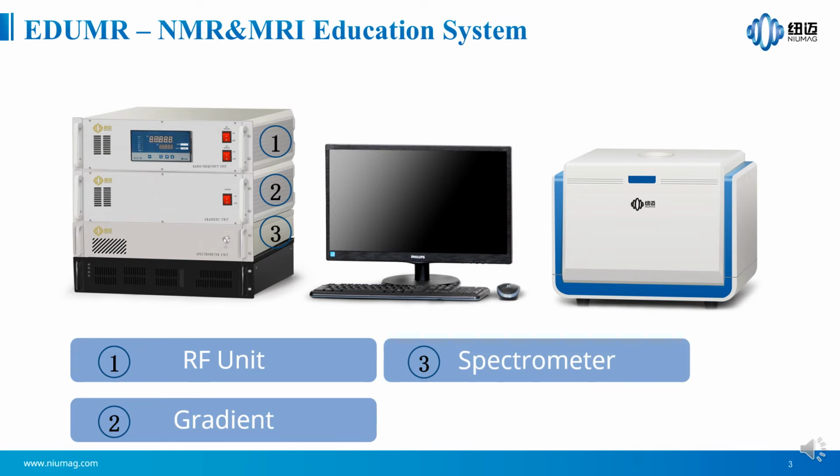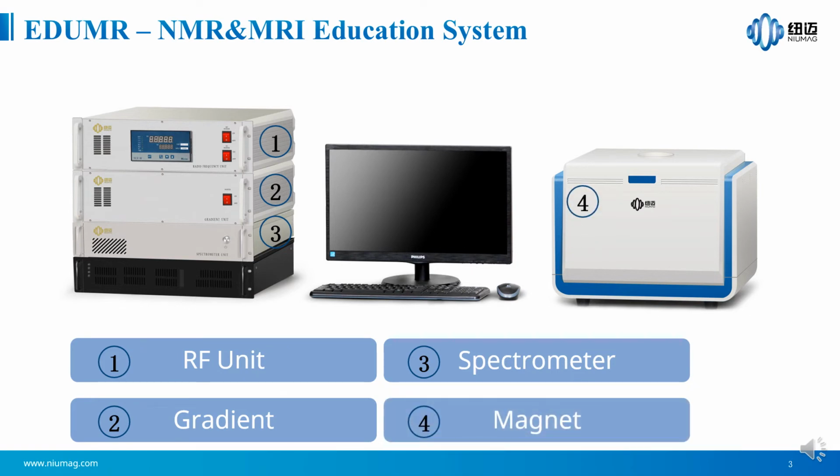The second part is the gradient unit, which is used in image making. It combines with a gradient coil in the magnet to achieve the image. And the third one is the spectrometer, which is the brain of the MRI. It can control the whole MRI system. And the fourth is the magnet cabinet. The magnet cabinet includes coil, probe, and gradient.